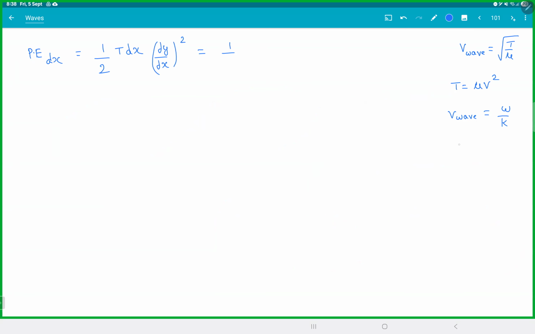So k into V wave is omega. So half tension will be half mu V square dx, and dou y by dou x will be 2ak cos kx cos omega t whole square. That V square k square will become omega square. You end up with half mu into 4 a square omega square, that is 2 mu a square omega square dx cos square kx cos square omega t. This is the potential energy of a segment dx at x coordinate with time t.